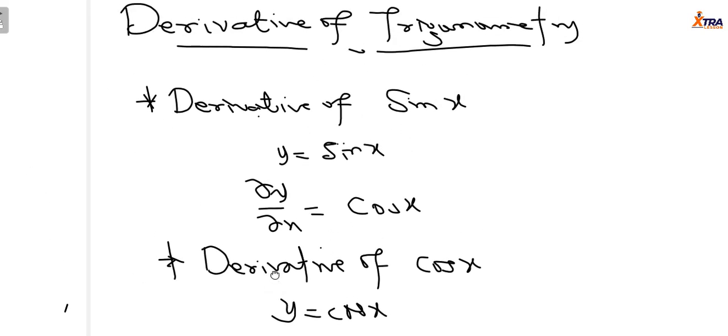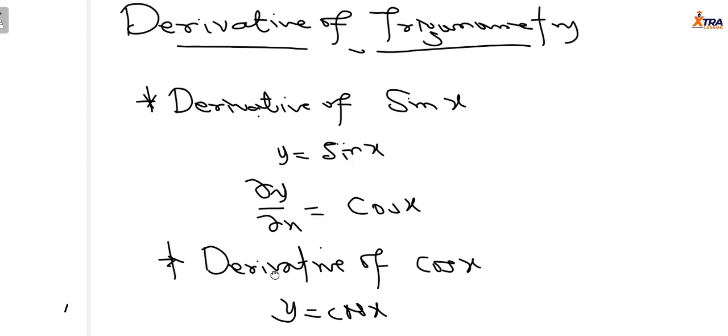So the derivative of sine x, if you differentiate sine x, you have cos x. Differentiate cos x, you have minus sine x. And when you differentiate tan x, you have sec square x.